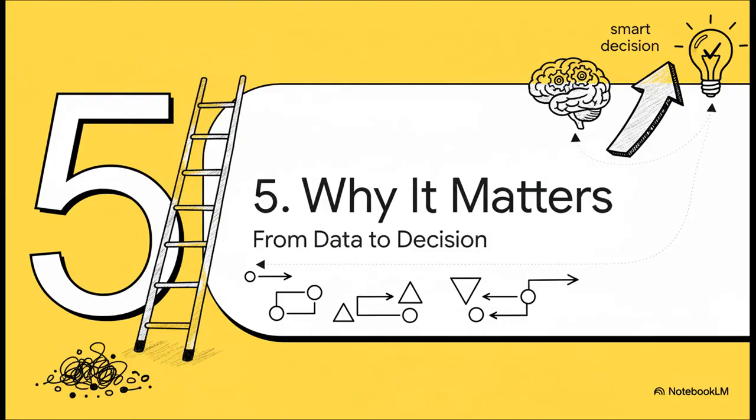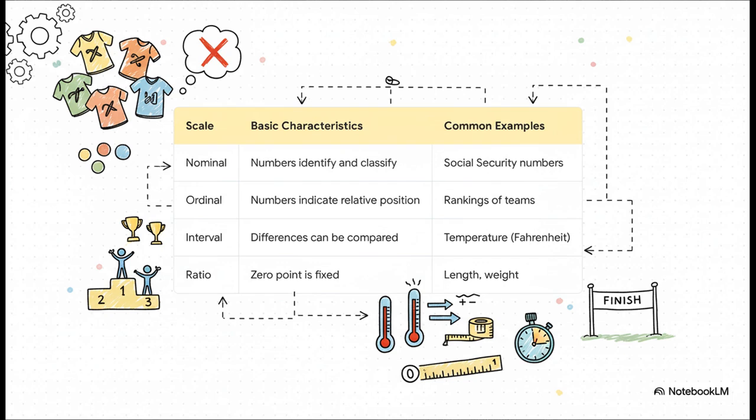So, we've climbed the ladder, we've seen all 4 scales, but why does any of this really matter? Well, it matters because understanding the difference between a simple label and a true zero is the key to turning raw data into truly smart decisions. This table right here, this is what pulls it all together. You can see so clearly how each scale builds on the last one. And, most importantly, you see what that means for your analysis.